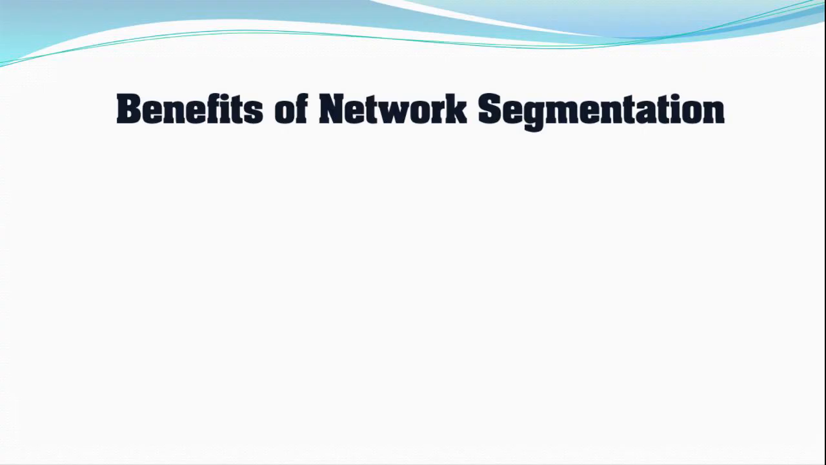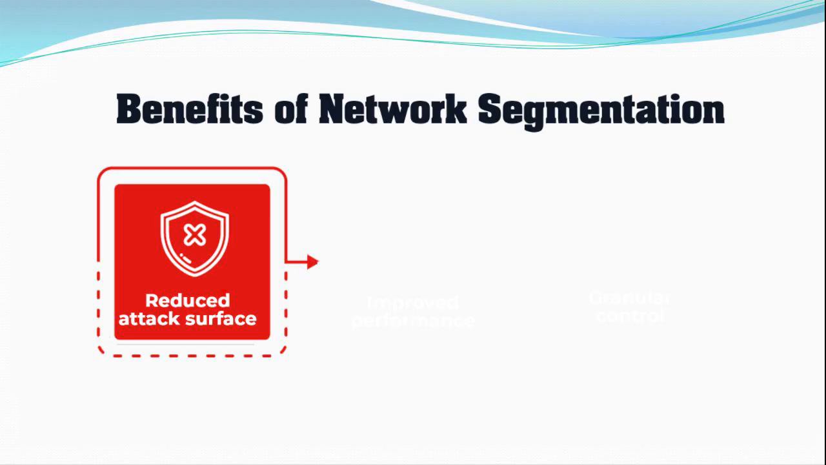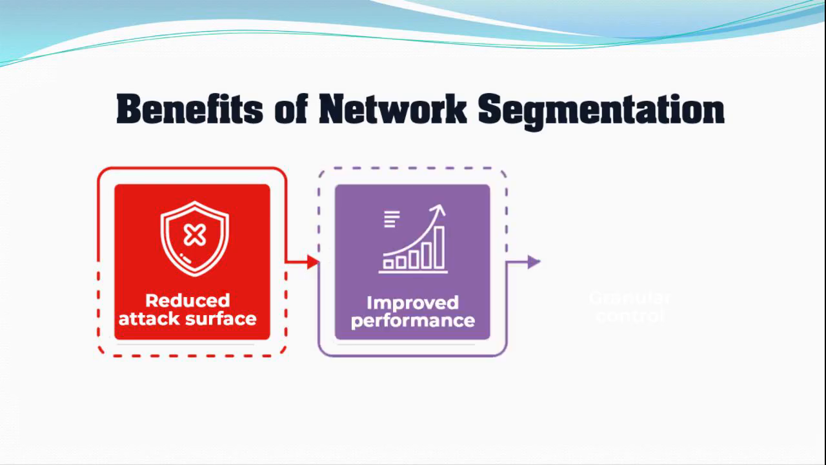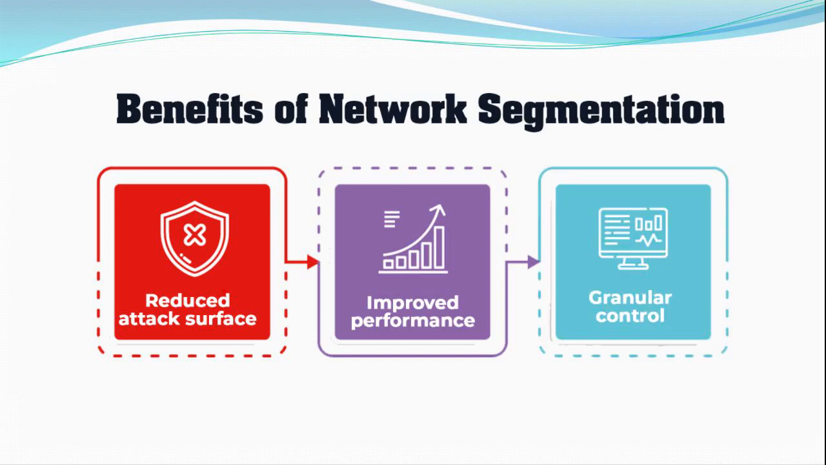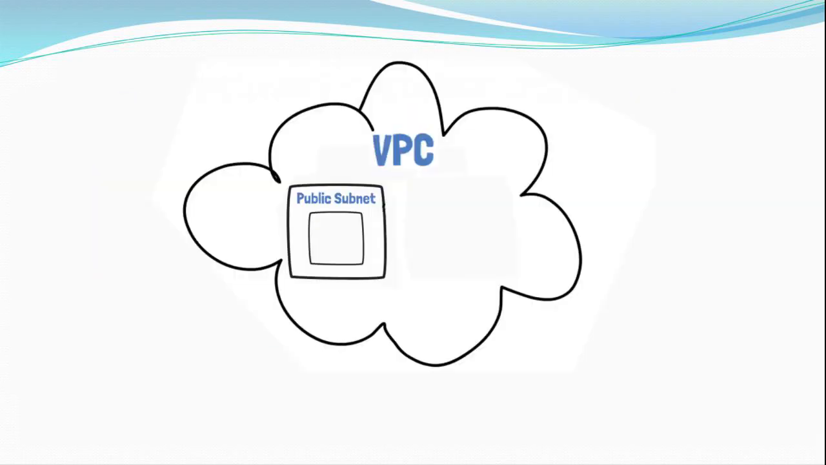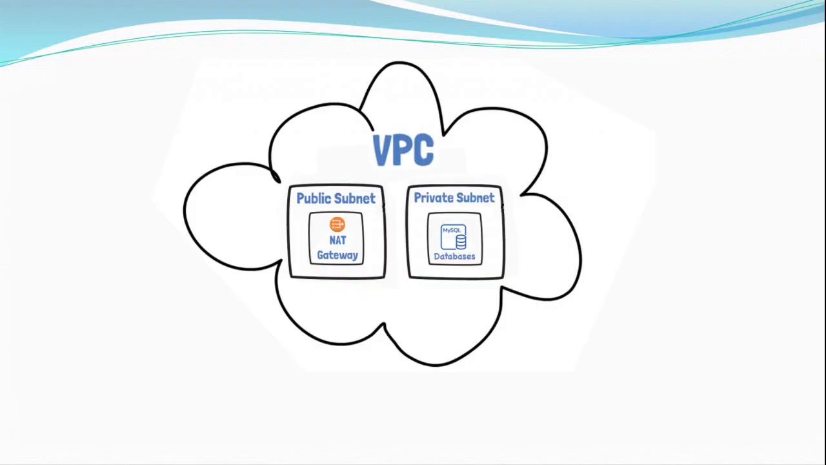Quickly, let's check out the benefits of network segmentation, which include: 1. Reduced attack surface. Isolating resources limits lateral movement by attackers. 2. Improved performance. Segregating traffic helps with load distribution. 3. Granular control. You can define which subnet talks to which. Knowing these benefits, a common design is to have public subnets for the NAT gateway and private subnets for databases.